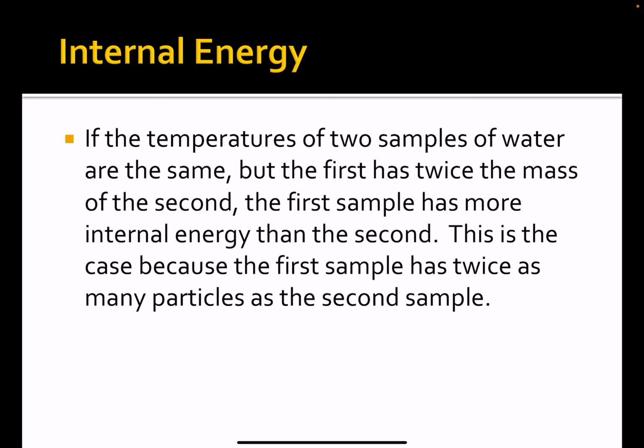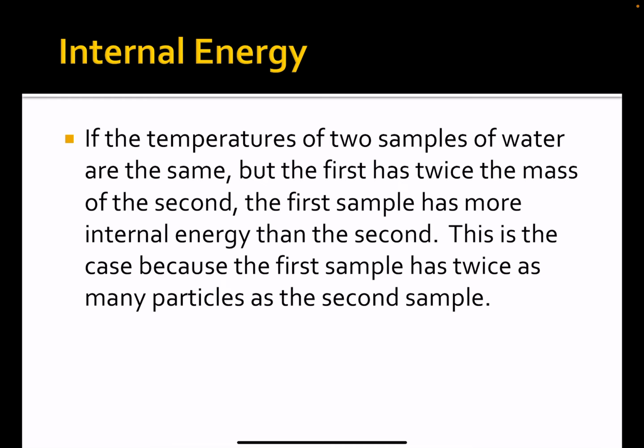Okay, here we go. Here's the slide I was looking for. I think I just skipped it. The temperature of two samples of water is the same, but the first has twice as much mass. So we have one object that's maybe 5 grams of water, and we have 10 grams of water. So one is twice as massive as the other. They have the same amount of shakiness, but one has twice as many atoms.